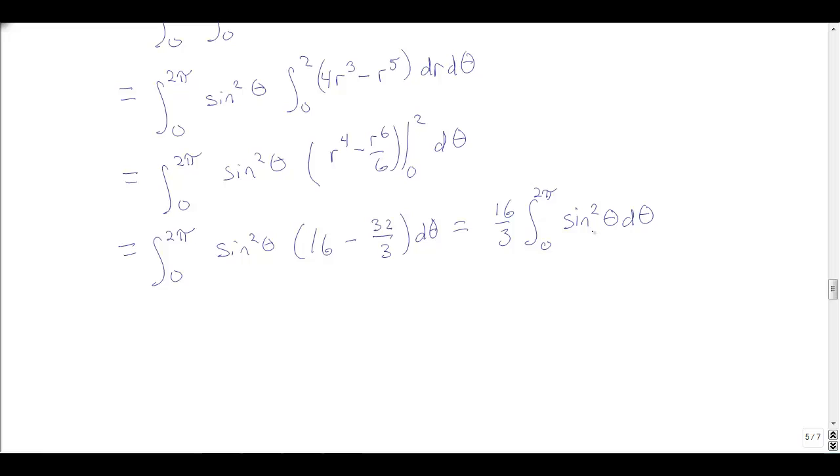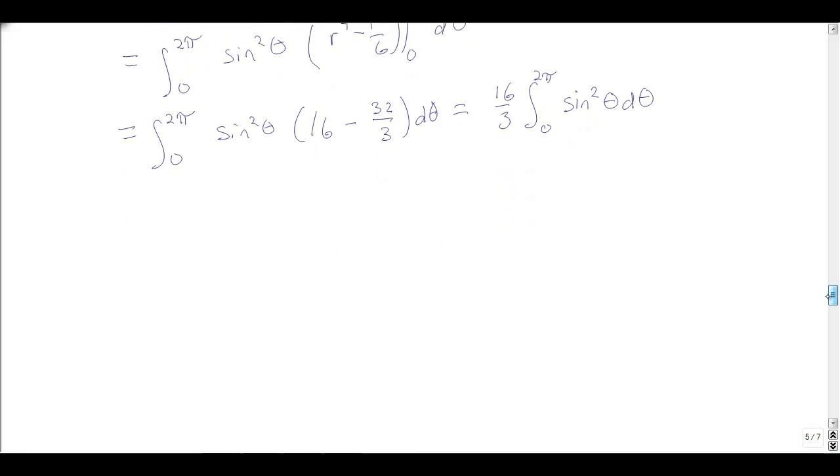And now I need to integrate sine squared theta. There's a trig identity that allows me to do that, sort of a standard trick here. And that is that sine squared theta is the same thing as (1 minus cosine 2 theta) over 2. This is just a trig identity, which maybe seemed weird as to why you'd want to know this, but it allows you to change sine squared theta into something you can integrate much more easily.